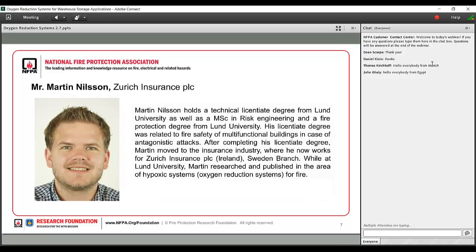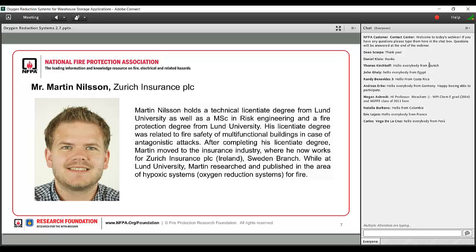Martin Nilsson holds a technical licentiate degree from Lund University, as well as an MSc in risk engineering and a fire protection degree from Lund University. His licentiate degree was related to fire safety of multifunctional buildings in case of antagonistic attacks. After completing his licentiate degree, Martin moved to the insurance industry, where he now works for Zurich Insurance, Ireland, Sweden branch. While at Lund University, Martin researched and published in the area of hypoxic systems, or oxygen reduction systems for fire.